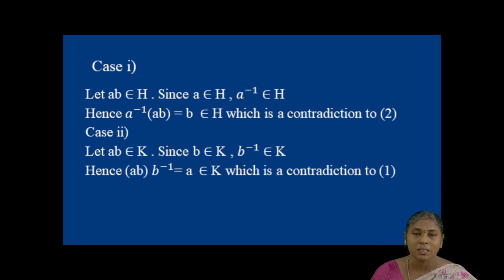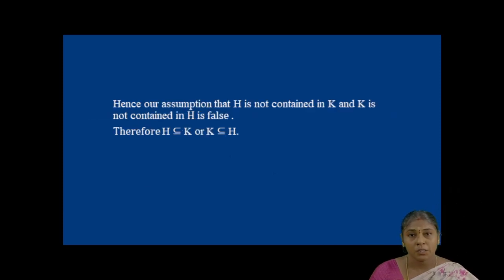But this is a contradiction to our assumption. So where did we go wrong? We assumed that K is not contained in H and H is not contained in K. Since we get a contradiction here, the conclusion is that either H should be contained in K or K should be contained in H. Hence our assumption that H is not contained in K and K is not contained in H is false. Therefore, H is contained in K or K is contained in H. Hence, the theorem is proved. Thank you.